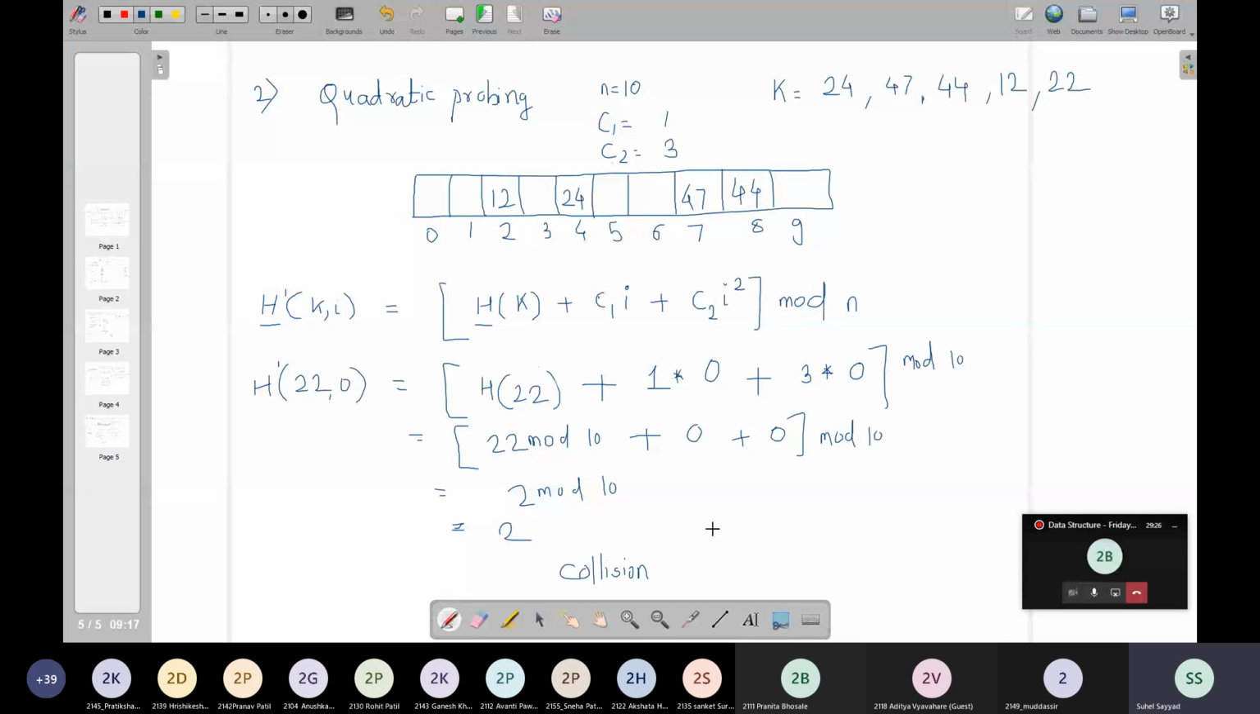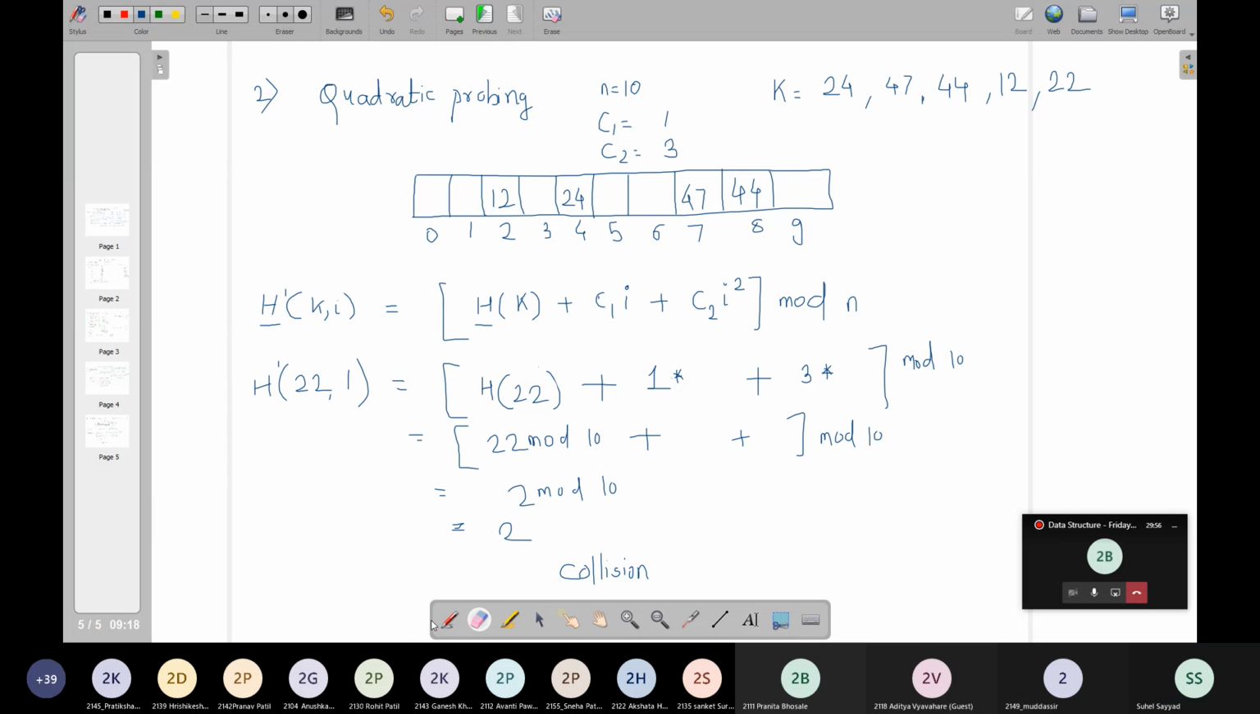It is a collision, right? So after collision, what will you do? Can anyone tell me? Increment i by 1. Very good. We will be incrementing the value of i by 1. So we will now be solving h dash of 22 comma 1. Solve quickly, h dash of 22 comma 1.